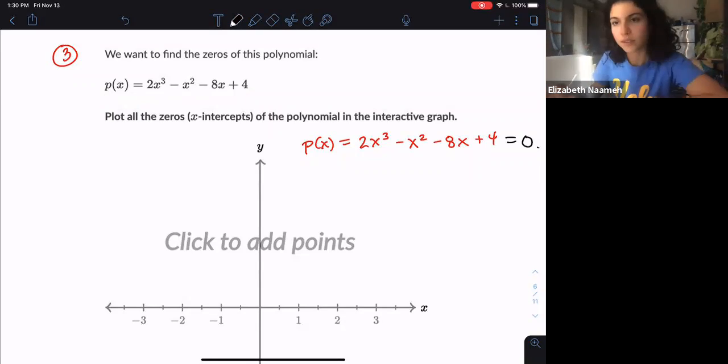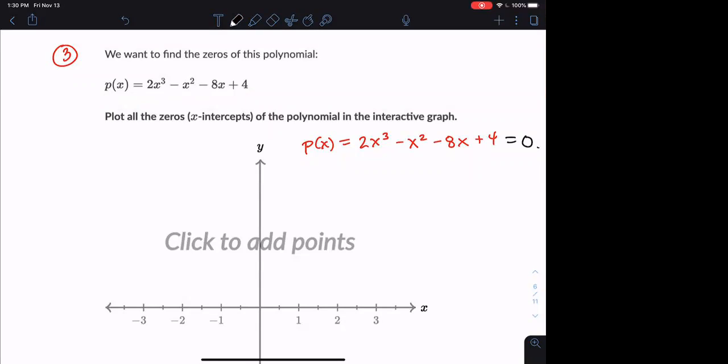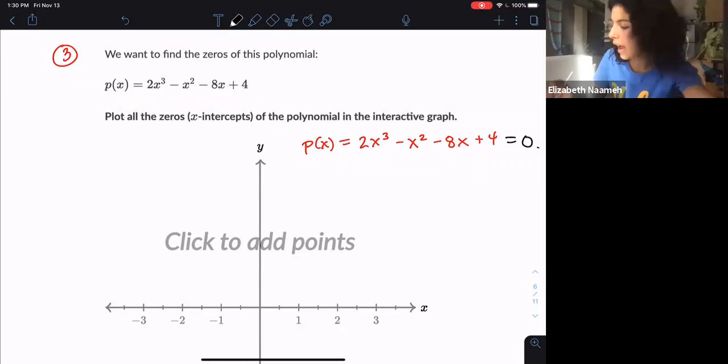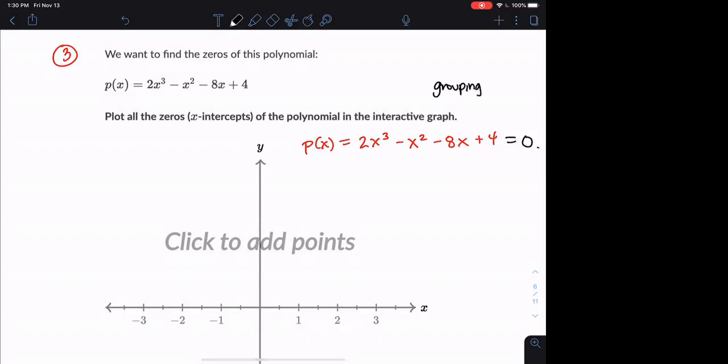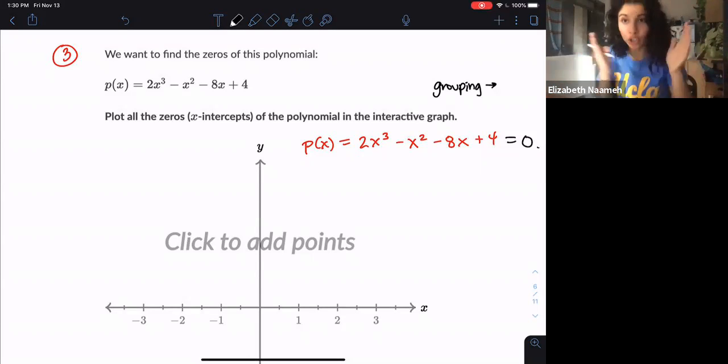What do you notice? Group. Say that again. Grouping. How did you know, Giselle? I don't know, miss. Because first of all, we should check, can we do greatest common factor? And I notice there's no x here, so I can't take that out. And there's no number here, so I can't take out a number. So GCF doesn't work.